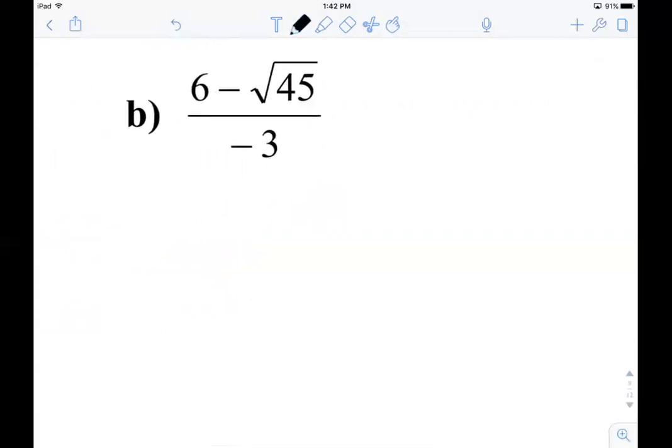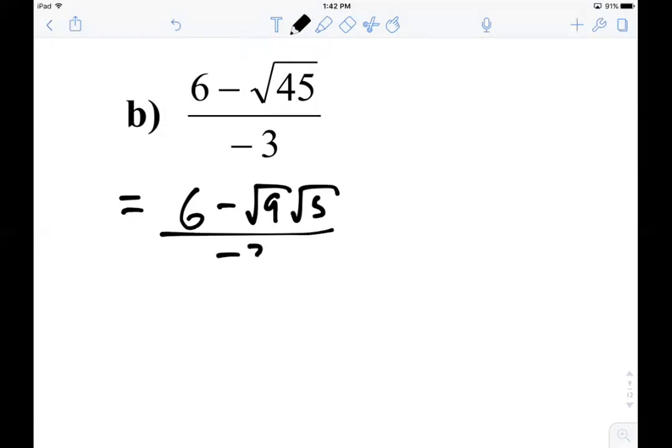Let's try another one now. Well, in this case, before we try and do any overall reducing using common factors in the tops and bottoms like we did in our last one, always try and make sure that your radical expression is as simple as possible first. So we'll first use the skills that we learned at the beginning of this lesson to tackle root 45. So I'm going to call this 6 minus root 9 times root 5.